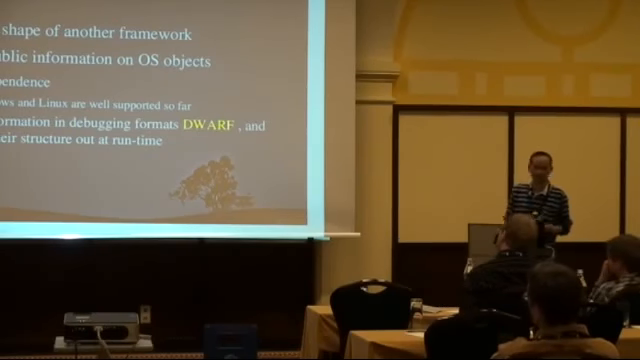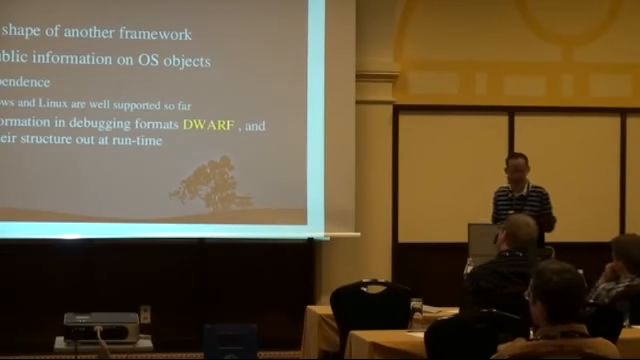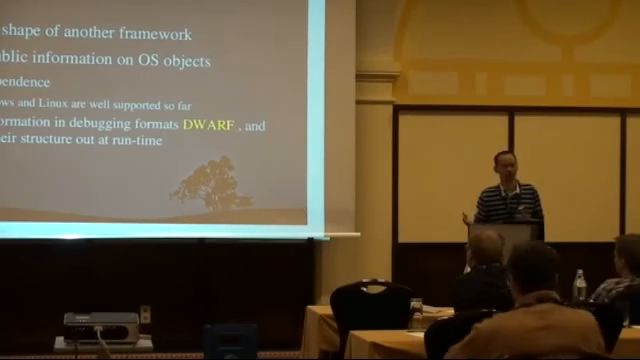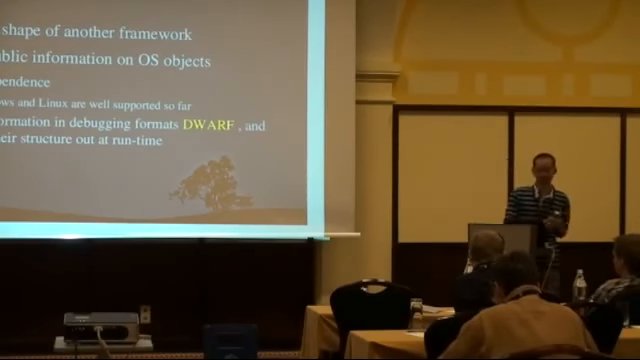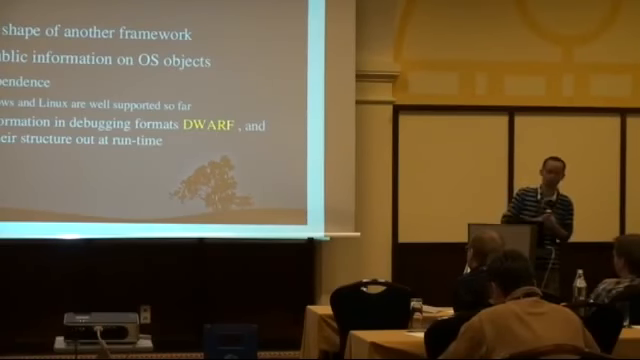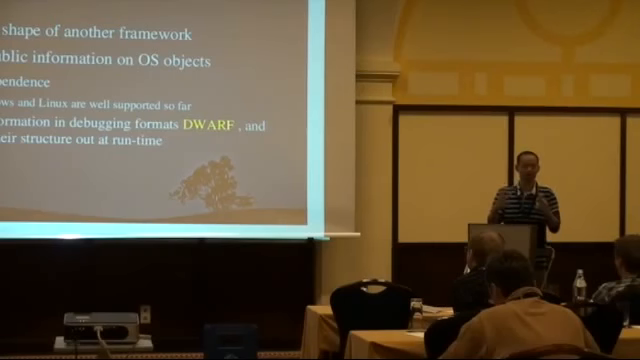So yeah, here I have another framework named libdi. libdi relies on public information on OS objects. I don't involve with Microsoft, so I have no internal information about those objects, but I rely on public information. And now we support OS like Windows and Linux. And how to get that information? I build those objects in debugging format, and after that, I extract all that information from the debugging information.